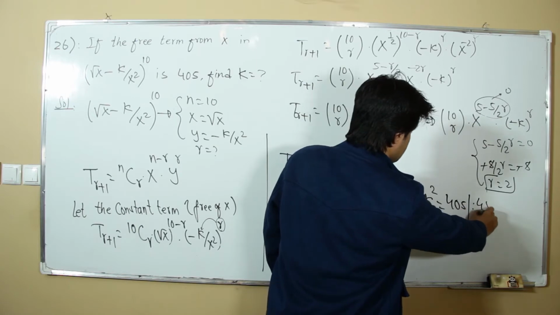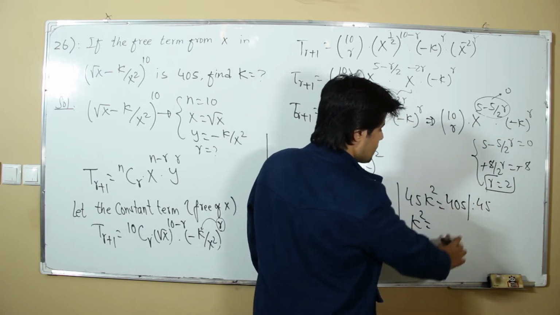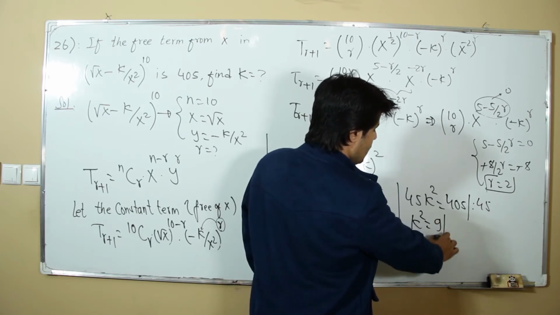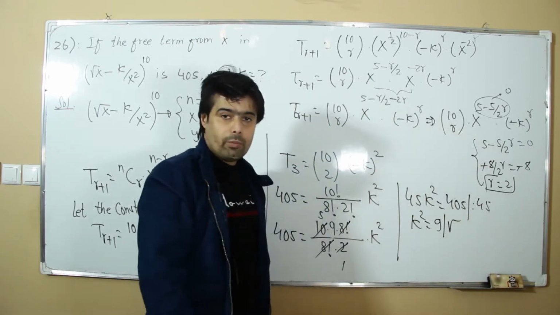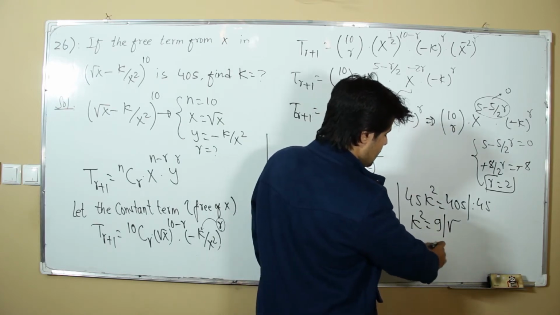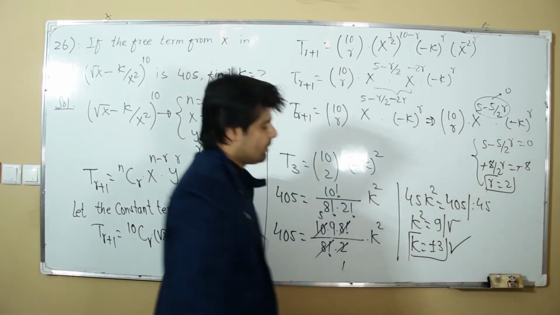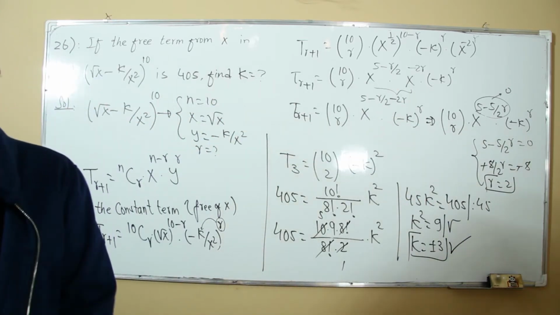Divide both sides by 45. So k square, 405 divided by 45, it's 9. And now take the root of both sides. So you will find k root 9, it's plus minus, or plus negative 3. Write it please.